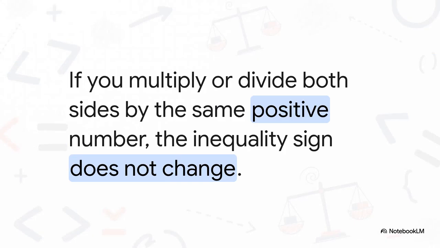And boom, that's our second rule. When you multiply or divide by a positive number, the sign, you guessed it, stays the same. So far, so good, right? Adding, subtracting, multiplying by a positive number, the sign never changes. It kind of seems like it will always stay the same. But get ready, because this is where the plot twist comes in.